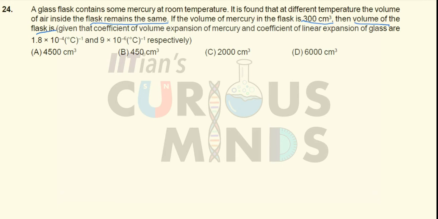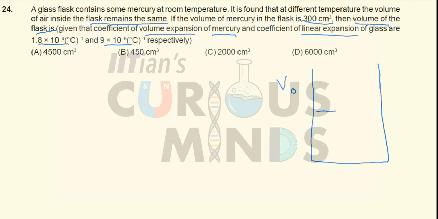The coefficient of volumetric expansion, that is gamma of mercury, and the coefficient of linear expansion, that is alpha, for glass are given over here. Now let me assume that there is a flask over here which is made of glass. It has a volume originally at room temperature, let it be equal to V0. At room temperature, let the volume of the mercury be equal to 300 cm³.